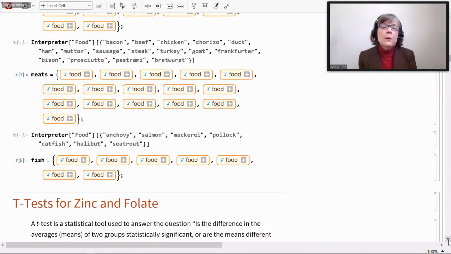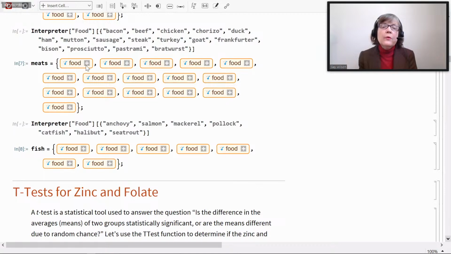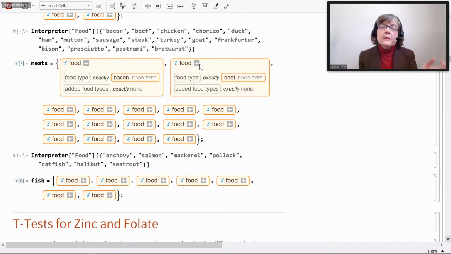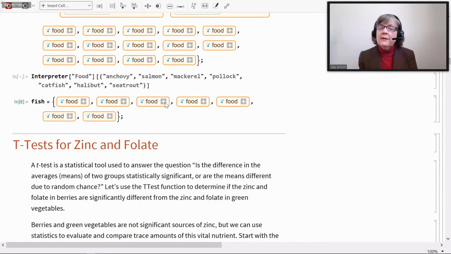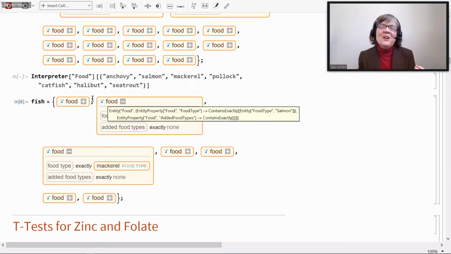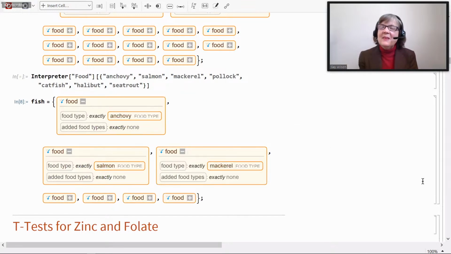Going to do the same with meats here. I've pulled together a variety of meats, bacon, beef, chicken, etc. So we've pulled that together. Some of my favorites, pastrami, bratwurst. And then also we're going to pull together some fish, some varieties of fish. So you can see we've got our salmon in there, a good source of those omega-3s, and anchovies, and a variety of fish here that we're going to be taking a look at.